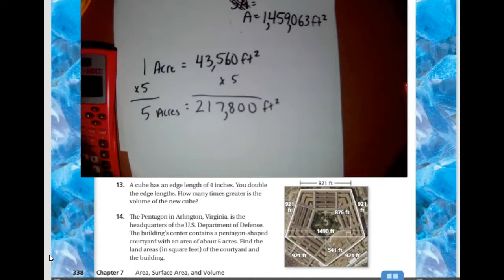So there you go. Those are the 14 questions on the Chapter 7 practice test from page 338. Use this practice test to help you prepare for our actual test, because the questions here are similar to the types of questions you might see on the actual test.